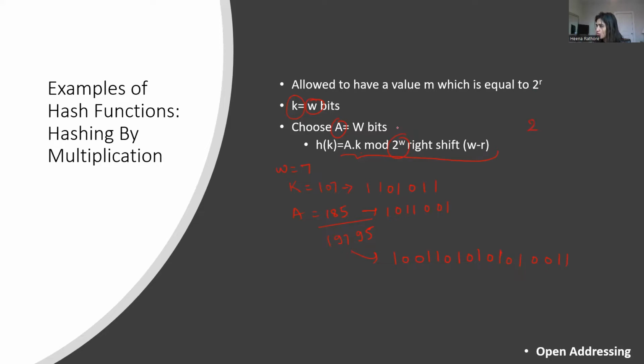is 2 raised to the power of w bits, which was 7. And here what I am doing is I'll be just taking 1 bit, 2 bit, 3 bit, 4 bit, 5 bit, 6 bit, 7 bit. I will be excluding all of this, but I will be just interested in this.